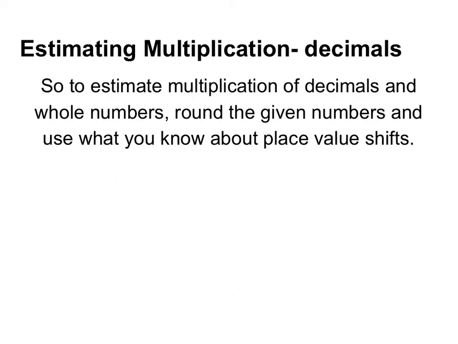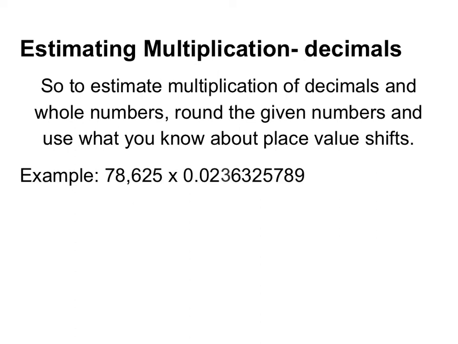Estimating multiplications with decimals. To estimate multiplication of decimals and whole numbers, we're going to use what we just talked about with place value shifts, and then we're just going to round first. We're going to round it to a nice number, preferably one that only has 1 non-zero digit, and then we're going to do some place shifting.